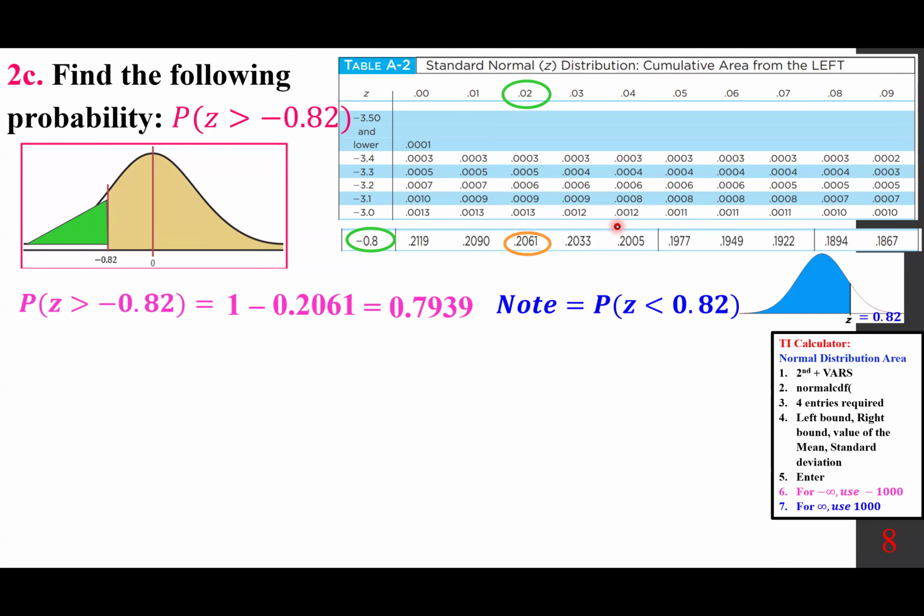Again, you may use a graphing calculator and you put 4 entries, the left bound, right bound, and so on and so forth. And by the way, this goes from negative to positive infinity. So what do you put for the left side? You can put even negative 100 or negative 1000. For the right side, you can put 100 or positive 1000.